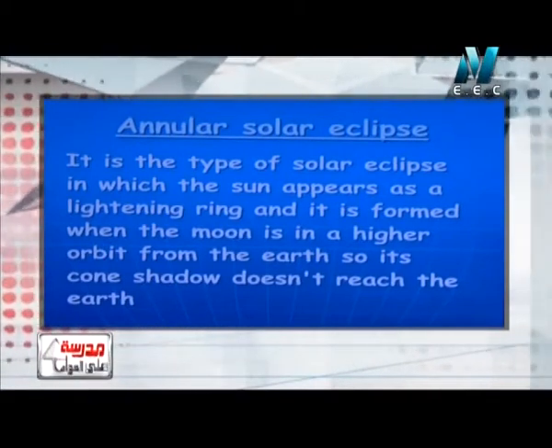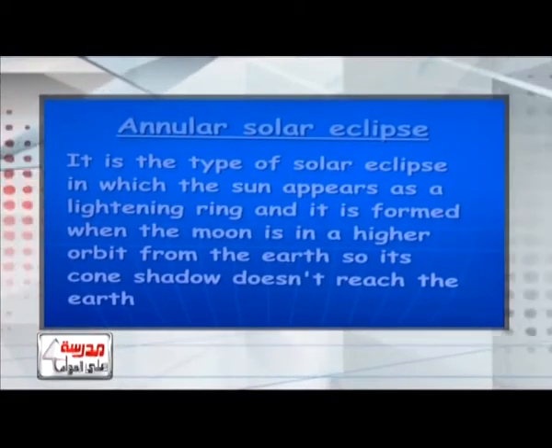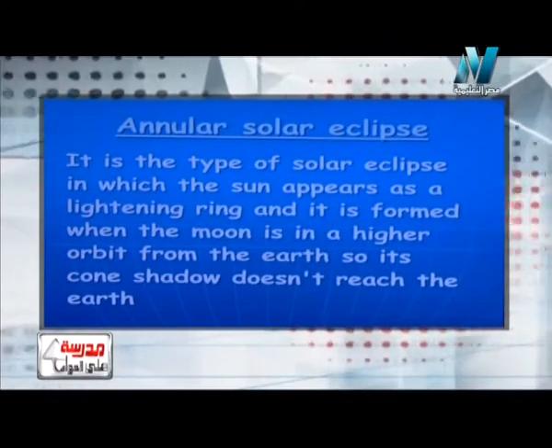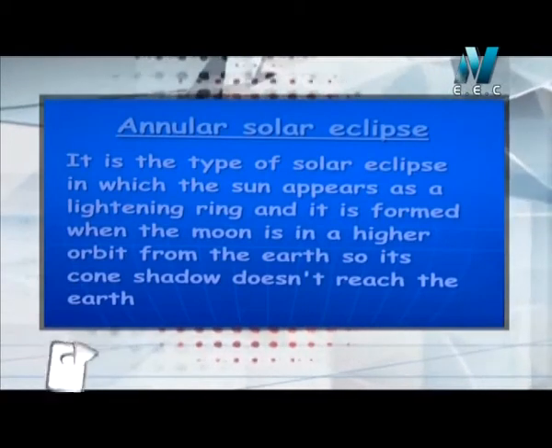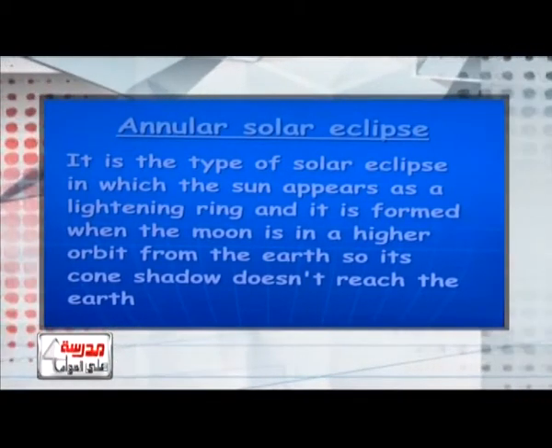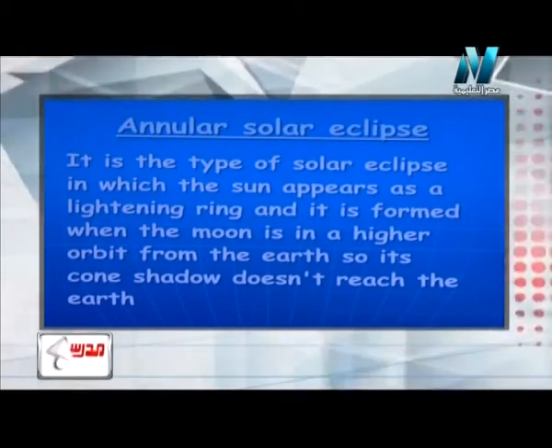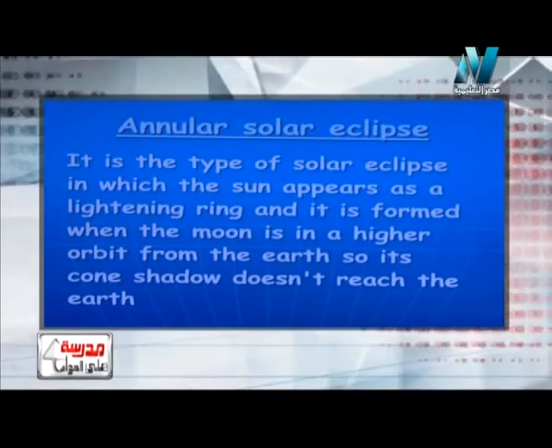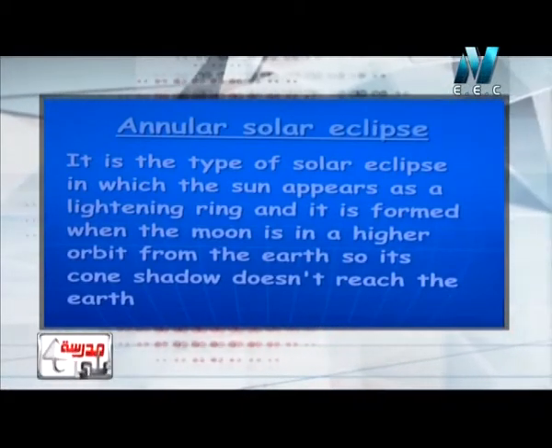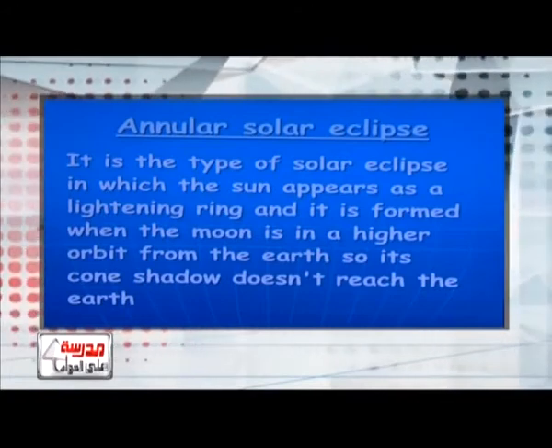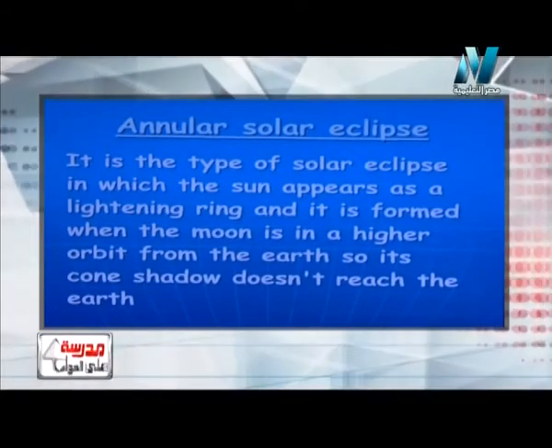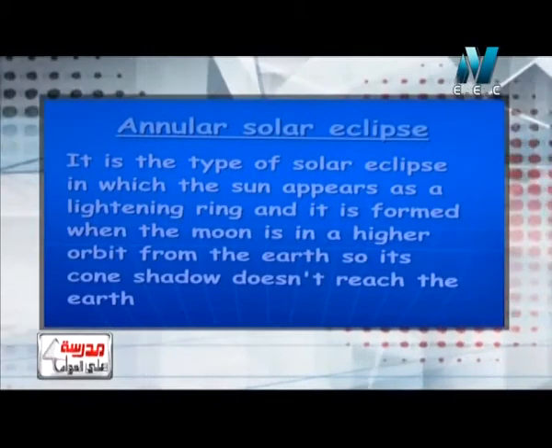This type of eclipse forms when the moon is in a higher orbit from the earth, or closer to the sun, so the cone shadow doesn't reach the earth, so it will be called the area of antumbra. I can give another definition for the annular: it's a type of solar eclipse in which the sun appears as a lighting ring, and it occurs in the area of antumbra or the negative shadow. We can also call it negative shadow or antumbra area of the moon.